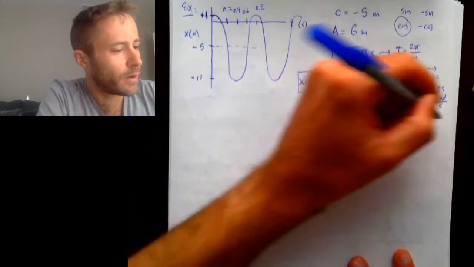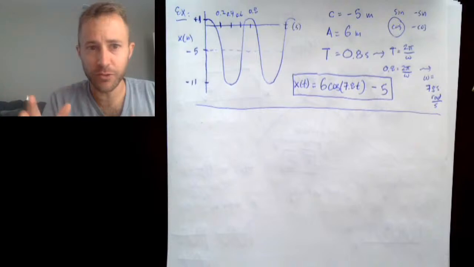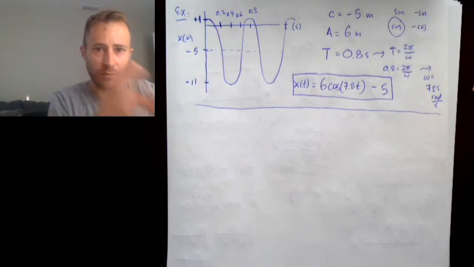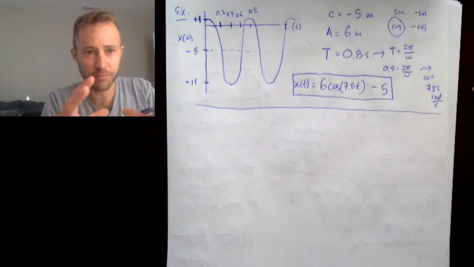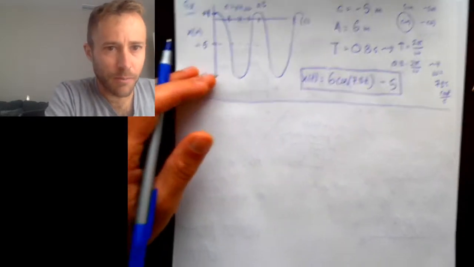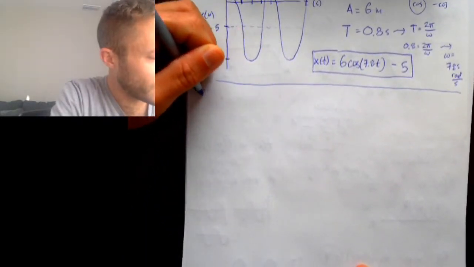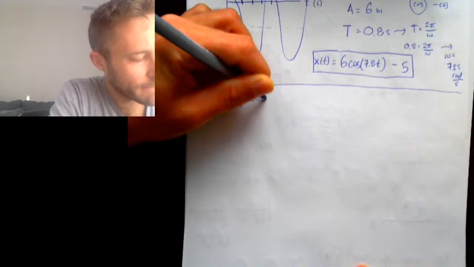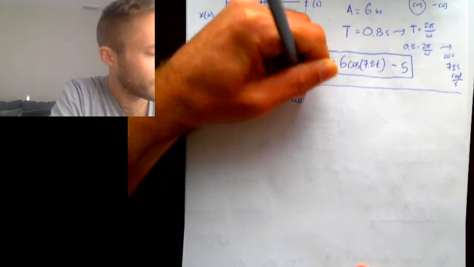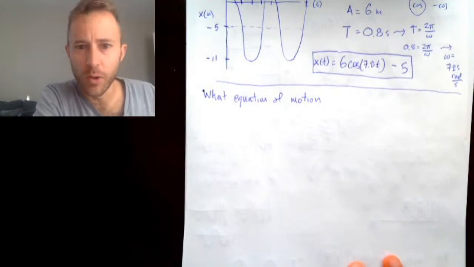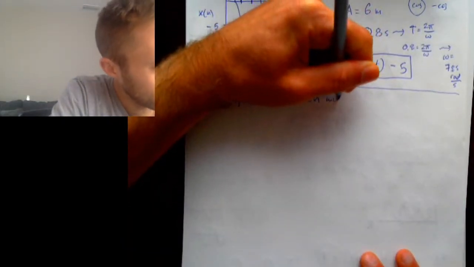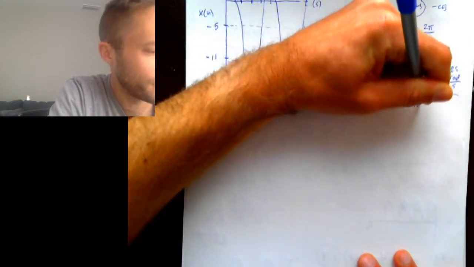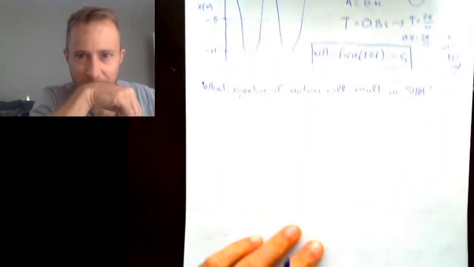So that's kind of the first part, is just introducing you to what simple harmonic motion is. So simple harmonic motion means that the position as a function of time is a trig function. All right. So now we want to ask ourselves the question, what equation of motion will result in SHM?